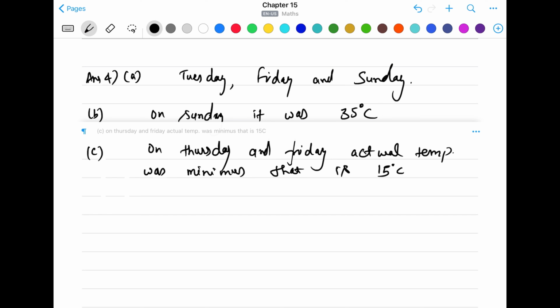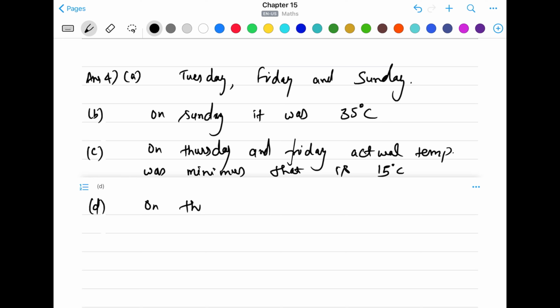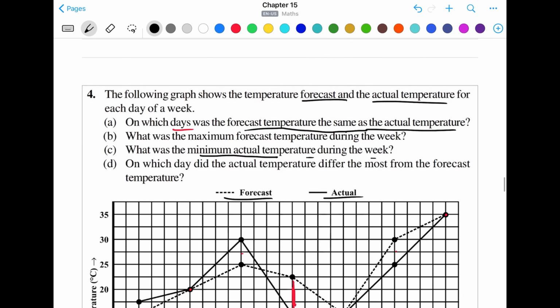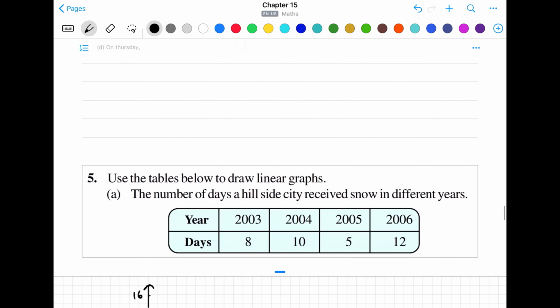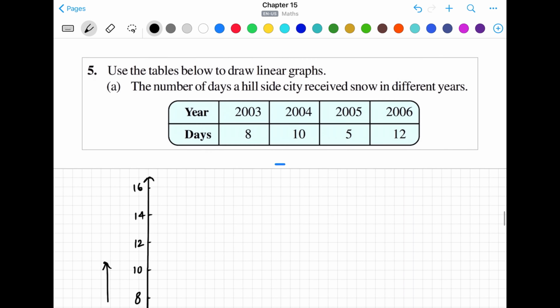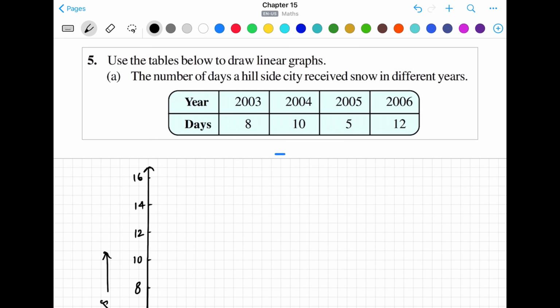Okay, the answer for this is on Thursday. So that's the answer to question number 4. Now moving to the next question. Question number 5. We are asked, use the table below to draw a linear graph. The first is the number of days a hillside city receives snow in different years. So we are given different years and the number of days the hill city receives snowfall.